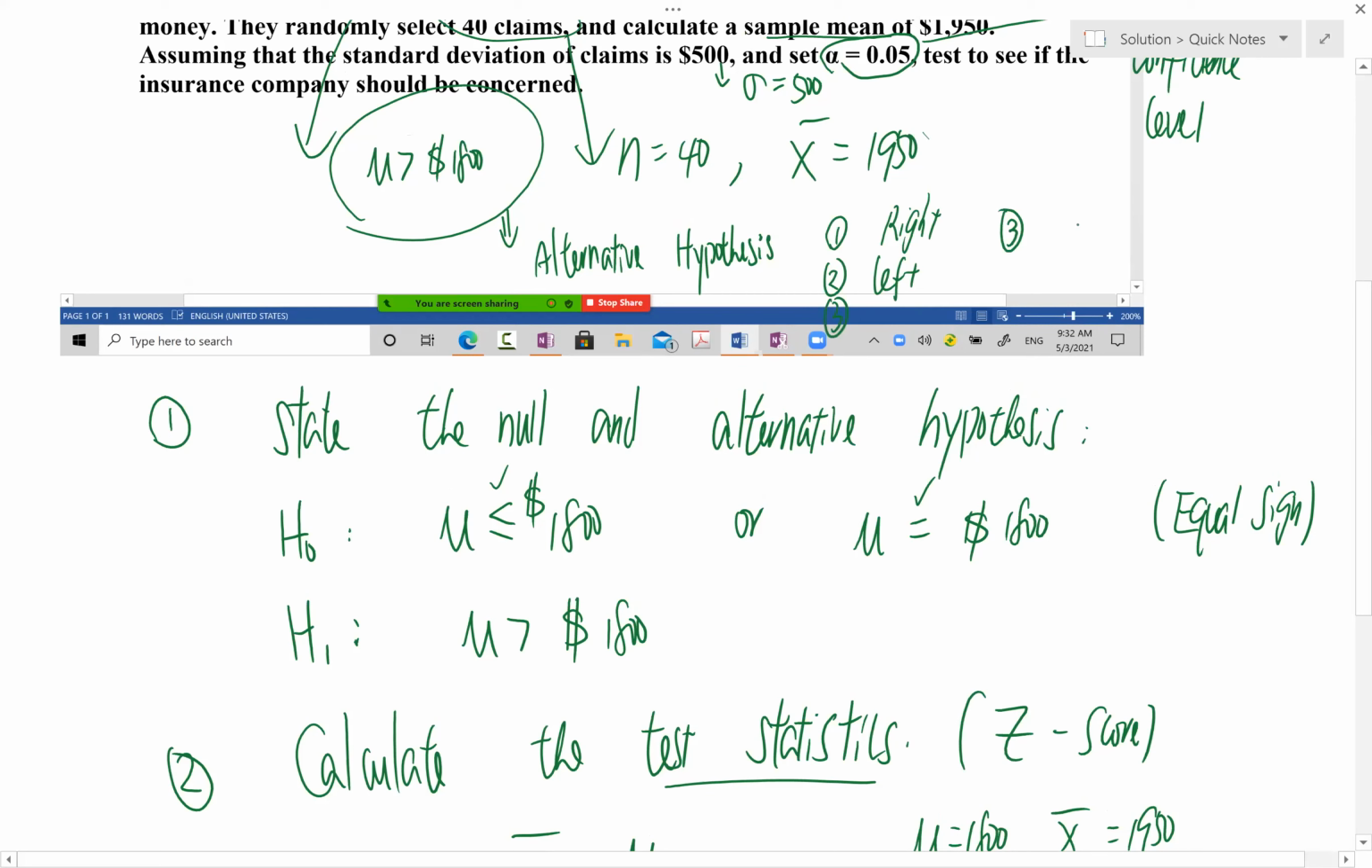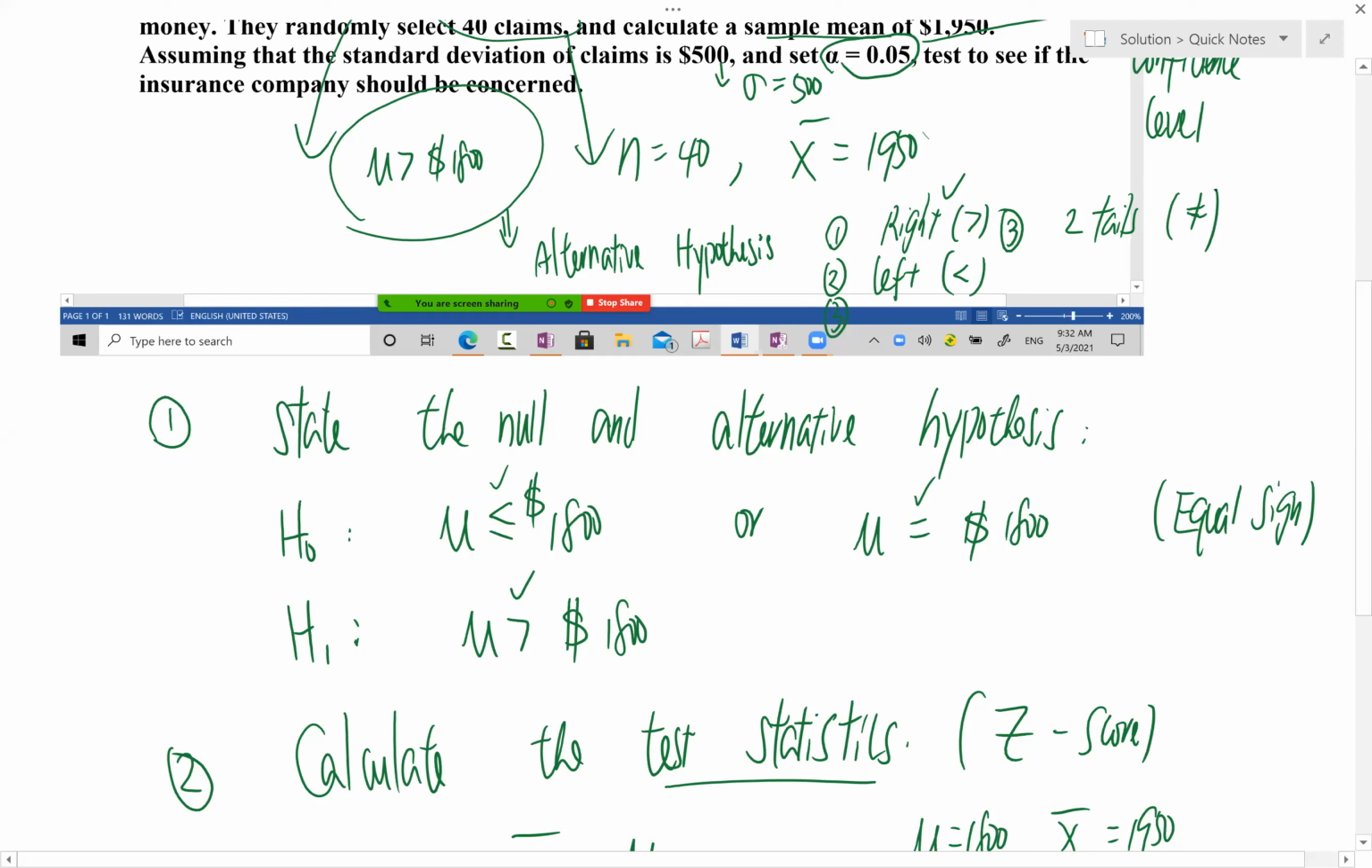Third scenario, two tails: both the left tail and the right tail. If the sign in the alternate hypothesis is greater than, that means it's right tail, right? If it's less than, then it's left tail. If it's not equal to, then it's two tail, right? So this determines what kind of test we're looking at.